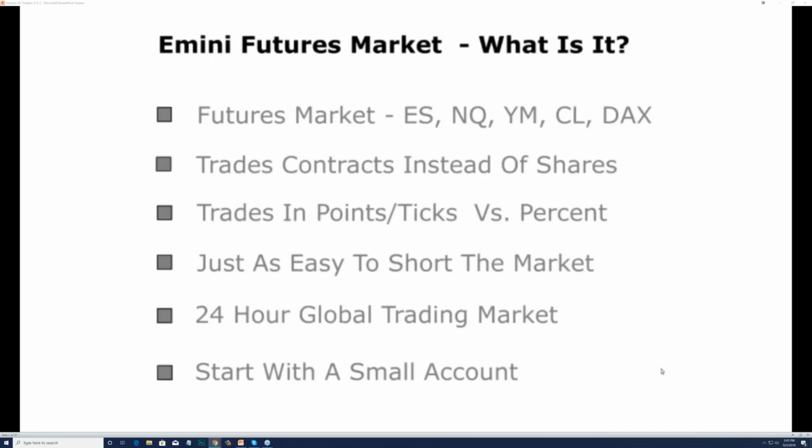There's actually 2 sessions that are great, the US day session and then the London Open, which runs through the night. And those are basically active sessions. So you can trade the futures market at night.